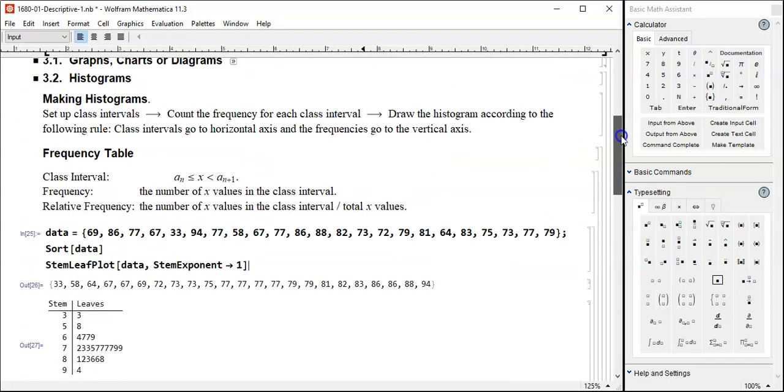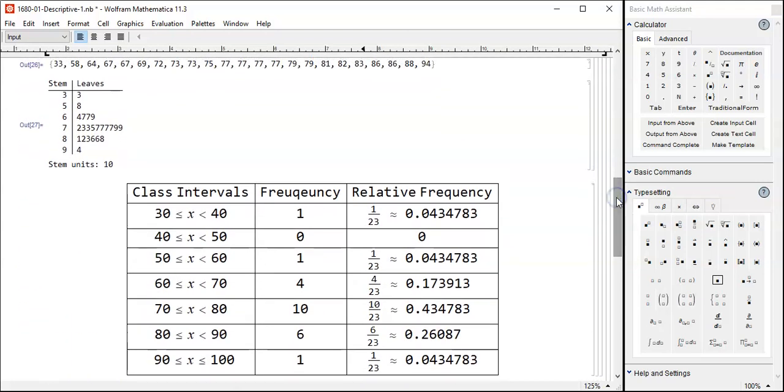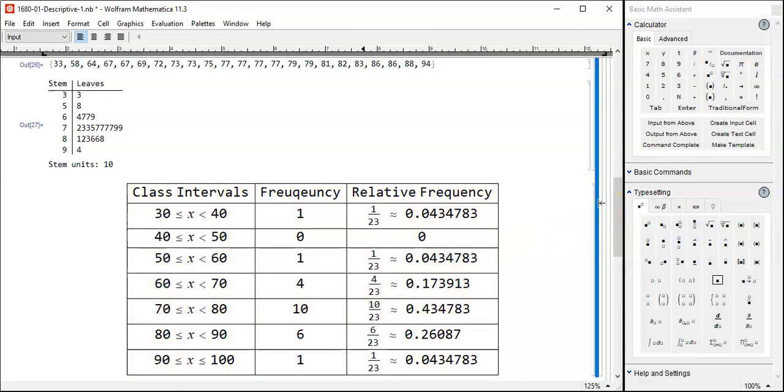Now, histograms are related to something called a frequency table. And this is an example of a frequency table. It consists of so-called class intervals where x value is between somewhere and somewhere. Between 30 and 40, between 40 and 50, between 50 and 60, between 60 and 70, and so on. Eventually between 90 and 100. Make sense?